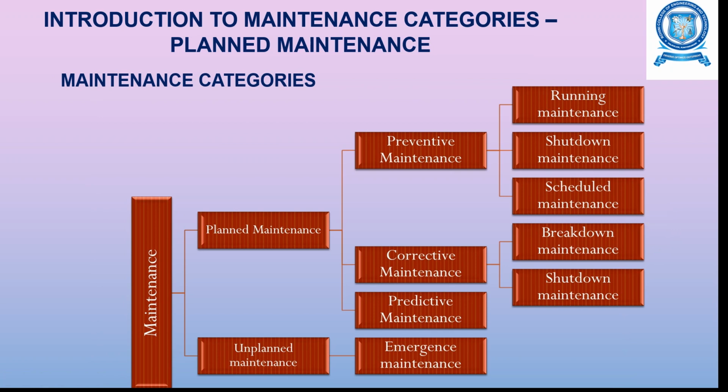And these are all the maintenance categories. Maintenance has two types: planned maintenance and unplanned maintenance. In unplanned maintenance, you have emergency maintenance. In planned maintenance, you have these categories: preventive maintenance, the second category is corrective maintenance, and predictive maintenance. And this preventive maintenance is again classified into running maintenance, shutdown maintenance, and scheduled maintenance. And in planned maintenance, you have corrective maintenance, which is divided again into breakdown maintenance and shutdown maintenance.